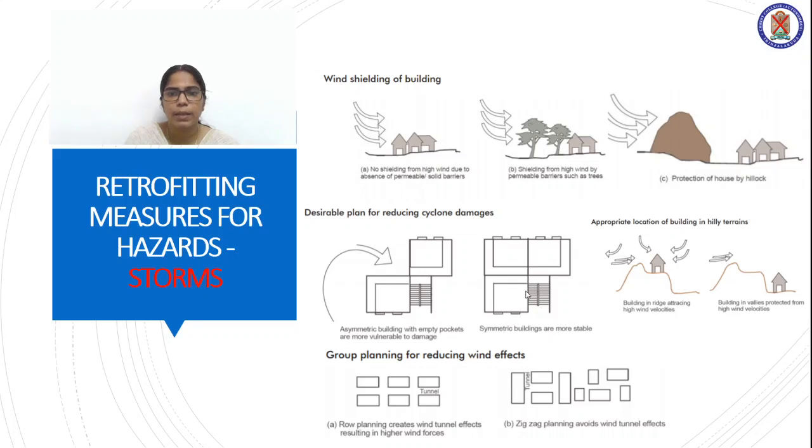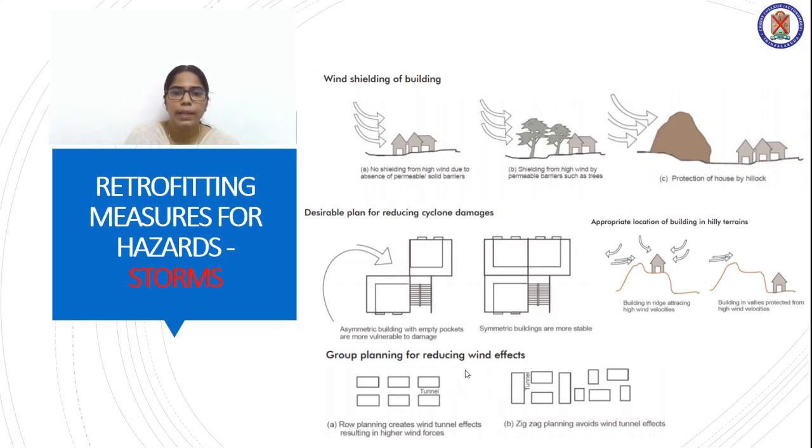Like symmetrical buildings are more stable compared to asymmetrical structures. And if the building is constructed on a ridge, it will attract the storms, and the damage will be more in this kind of buildings. So this building is constructed in a valley, so it will protect it from a storm.